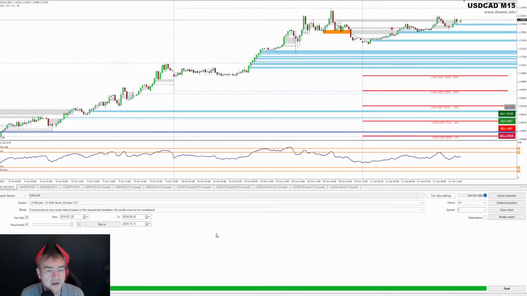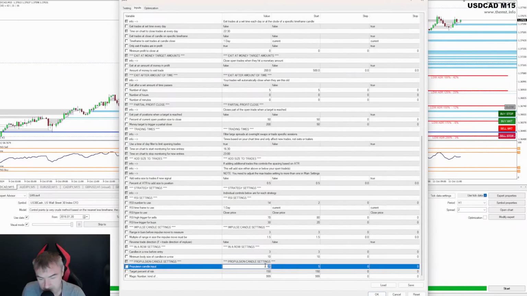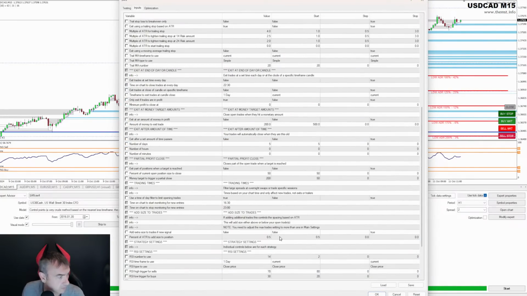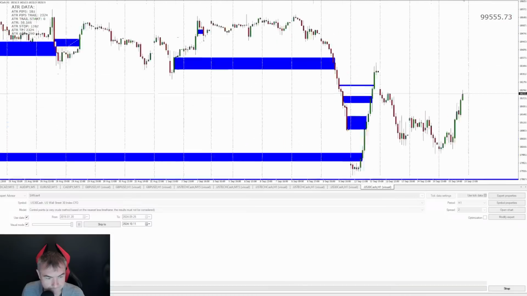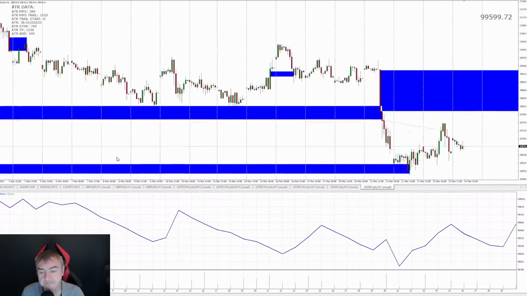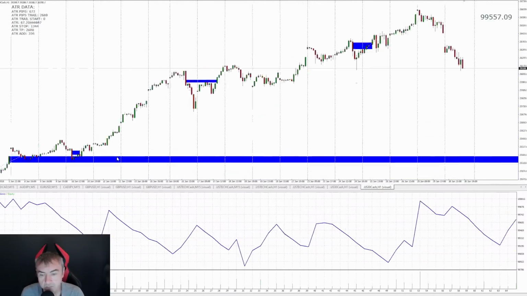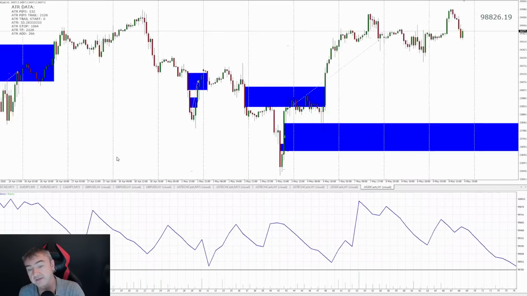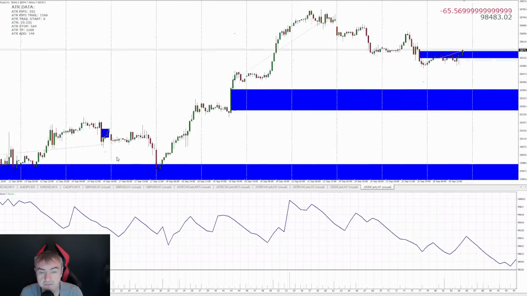What about increasing the prop gap strength to 60? We can do that. You're going to get a lot less trades. You're probably classifying these as news breakouts to get this kind of strength.